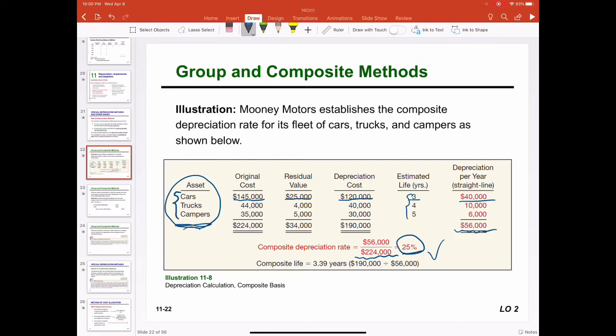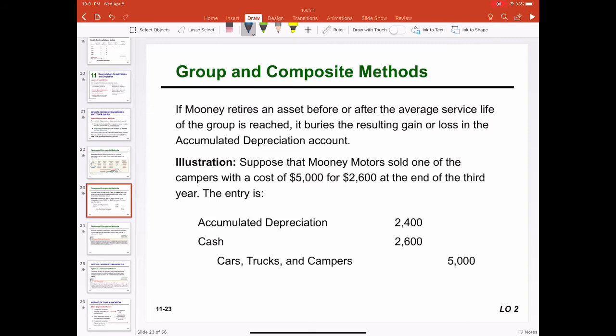And we can also calculate the composite life or average life. Basically it is the total depreciable base divided by annual depreciation. So the average useful life is 3.4 years. For the group or composite methods, we apply the depreciation rate on the group of the assets.